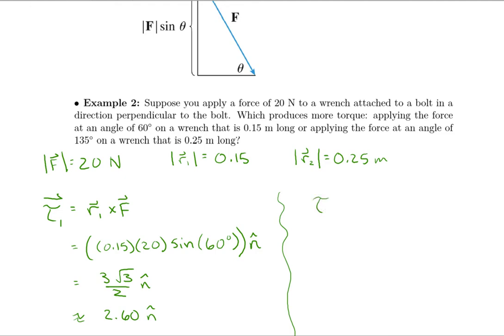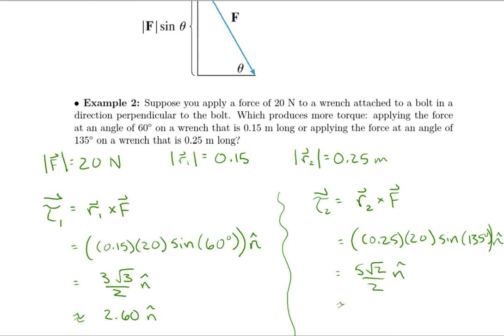Then my second torque, same idea, R2 cross F. So we have 0.25 times 20 times the sine of 135 degrees. And that's going to equal 5 roots of 2 over 2 times n, which is about 3.54 n.